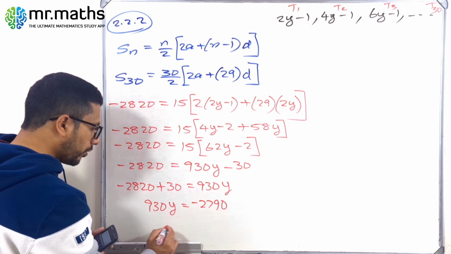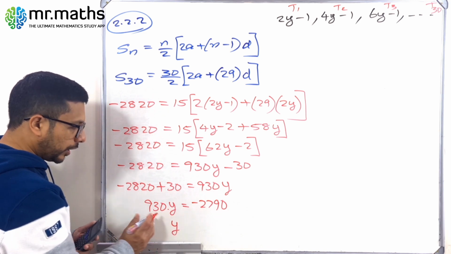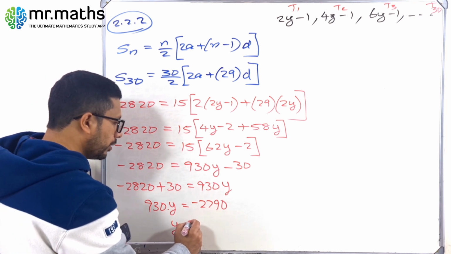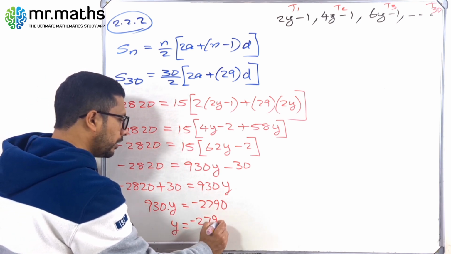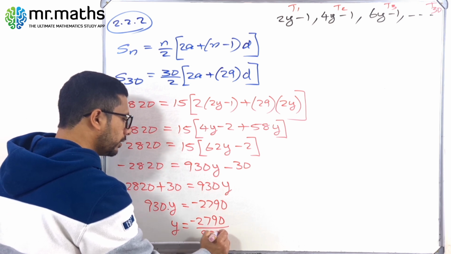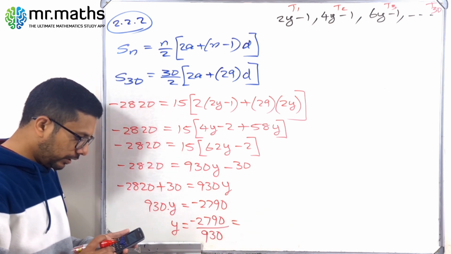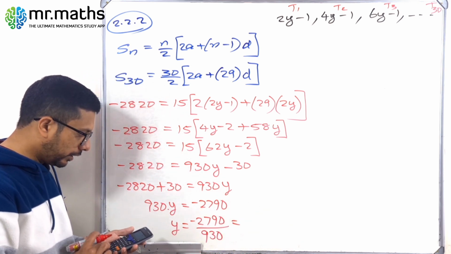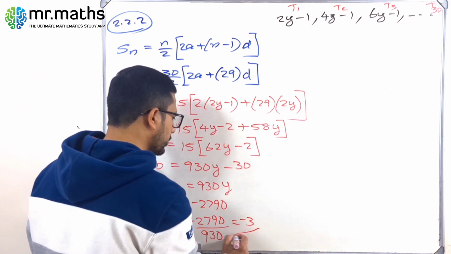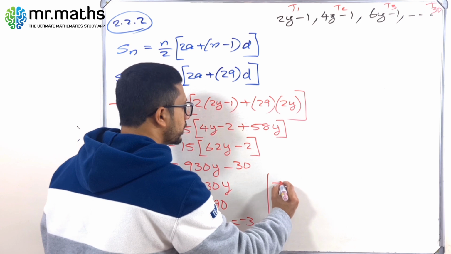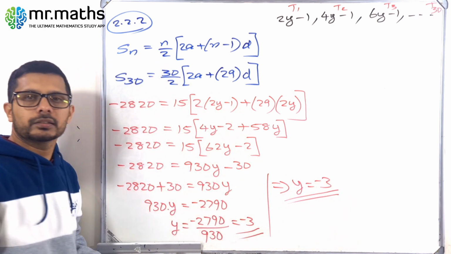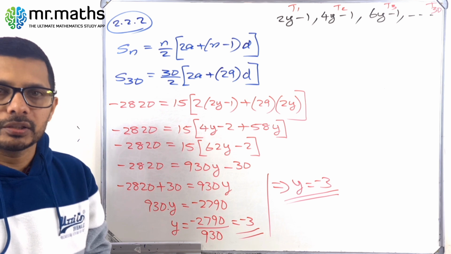Okay, so now how can I find y? Here it is multiplication, so I have to take this 930 to the other side, so it is minus 2790 divided by this 930. So check in your calculator, divided by 930, so it is minus 3. So it implies that the value of y is equal to minus 3. That is how you can find the value of y.